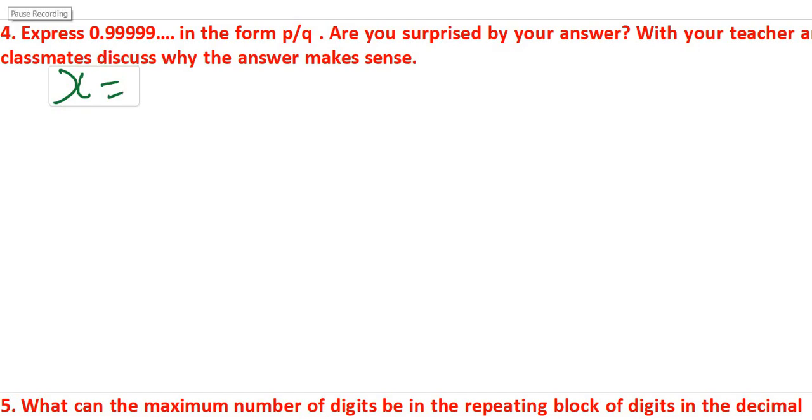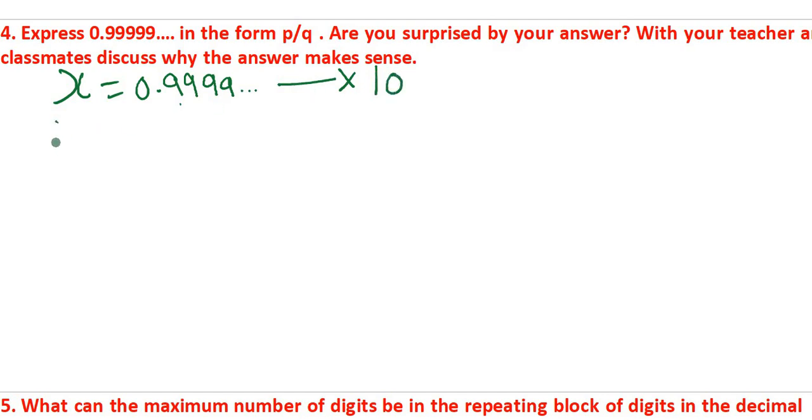Okay, children, let's start this question. We consider this number as x, so x equals 0.999. Can you tell me what is the next step? You have to multiply this by a multiple of 10. By what number do you have to multiply now? How many digits are repeating? Yes, only 9 is repeating, which means one digit is repeating. So we need to multiply by 10.